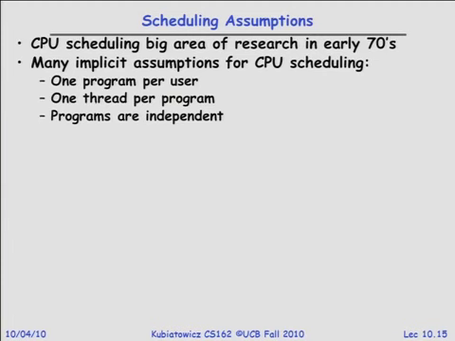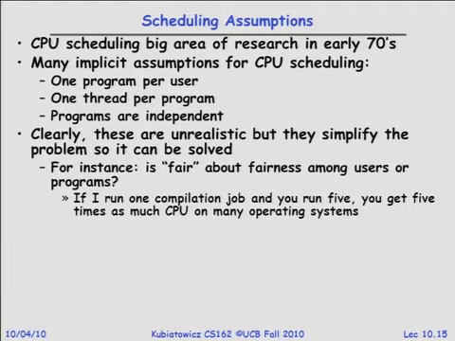Do those still apply? Hard to say, right? In fact, I'd say one program per user is certainly not the case. One thread per program is definitely not the case either. And programs aren't independent. So maybe these assumptions are wrong. Clearly they're unrealistic, but they do give us a starting point. If we make those simple assumptions, we'll get more complicated in a bit. But we could ask ourselves, well, suppose we want to schedule fairly.